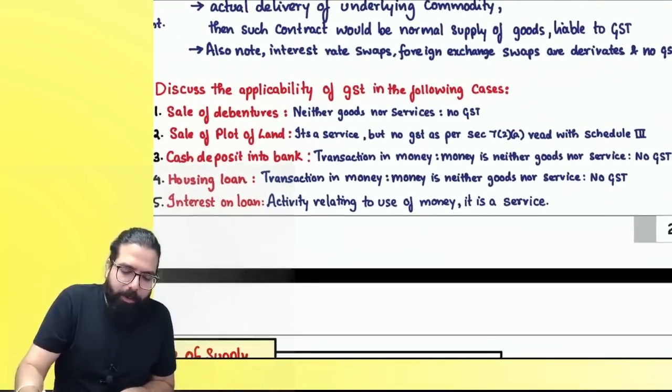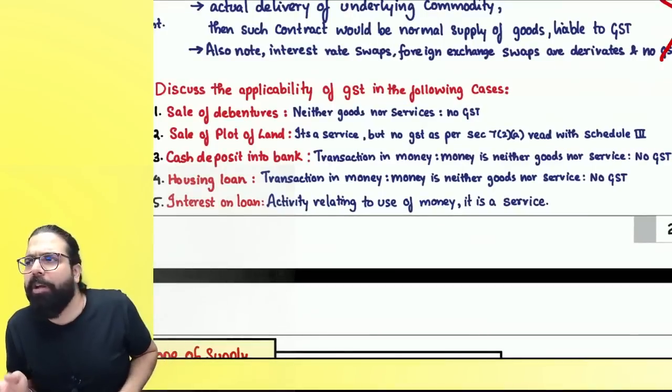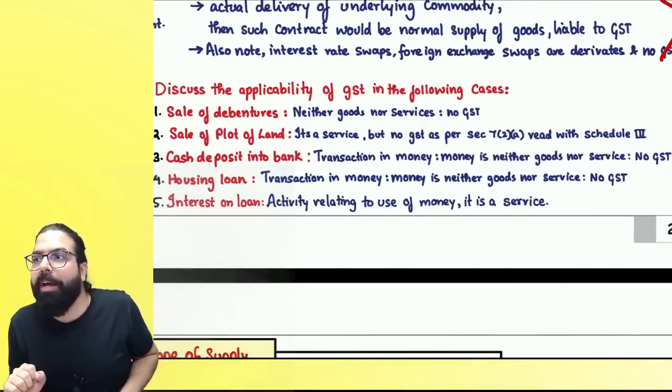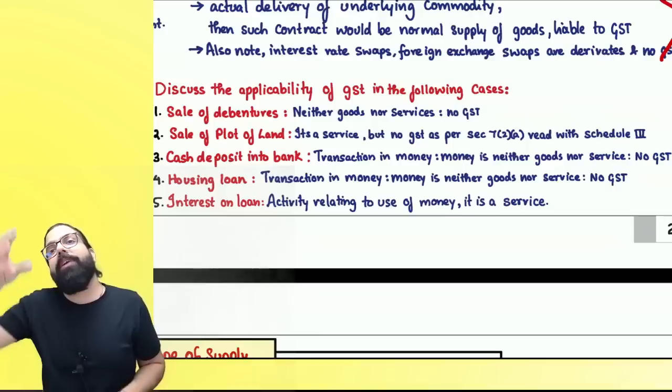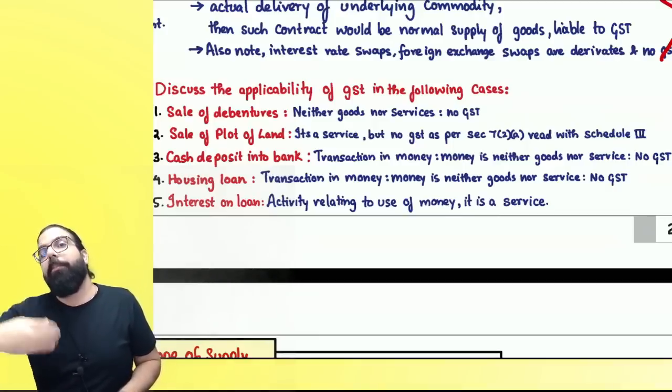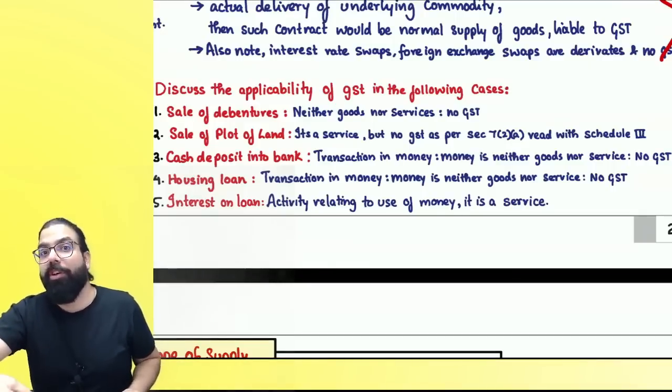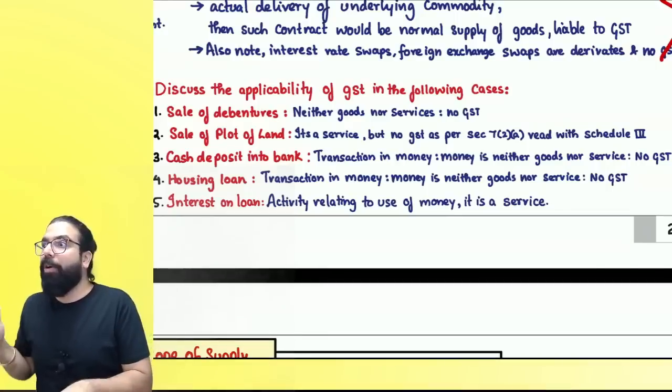Now, you have to remember one thing: if the underlying asset is money, the derivative contract is a security, neither goods nor service. But supposing the derivative contract is deriving its value from the underlying asset, which is money, and at the end money is actually transferred, then GST will not come on money. But if it is goods, then GST will come. Did you get it, everyone?